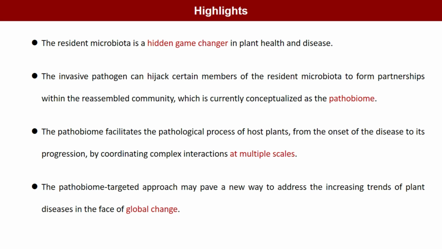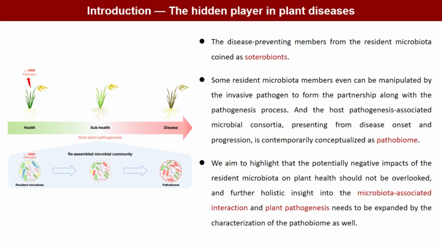The pathobiome facilitates the pathological process of host plants from the onset of the disease to its progression by coordinating complex interactions at multiple scales. Additionally, an increasing trend of plant disease outbreaks has been observed, with more drastic trends of global change. The native plant microbiota mediates an interaction network at multiple scales. Such complex interactions determine the status of the host plants, with an implication on agricultural production and global food supply.